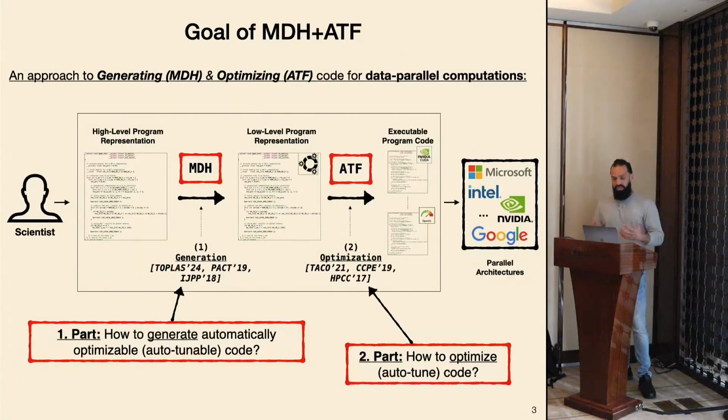And our research on ATF, so the second part of our research immediately follows up on this question. It's now about the question: okay, we have generated code that can be fully automatically optimized according to MDH. How can we now eventually optimize it?